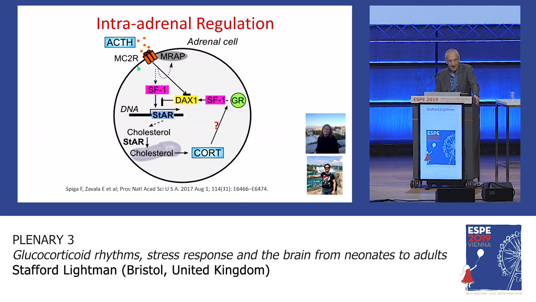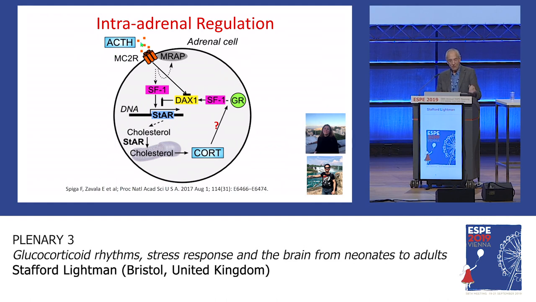When ACTH hits the MC2 receptor, within the cell it turns off DAX1 and turns on SF1. You produce cortisol. Cortisol then feeds back and actually activates DAX1 and turns off STAR. So actually, within the adrenal cell itself, you've got a feed forward and feedback mechanism.